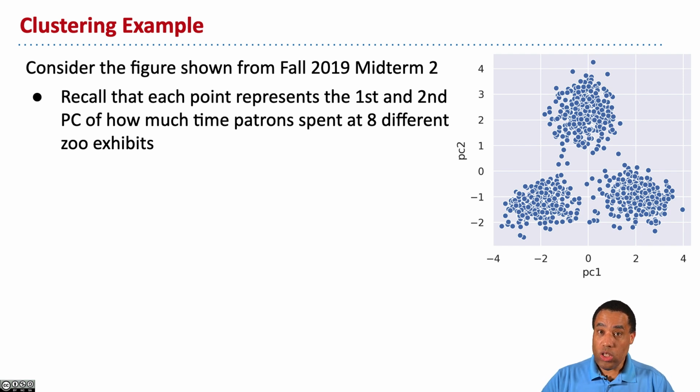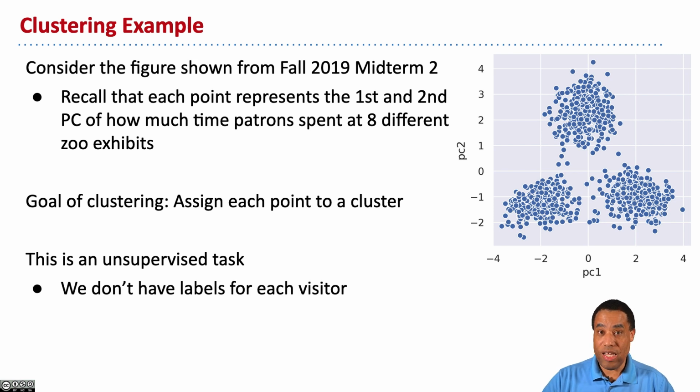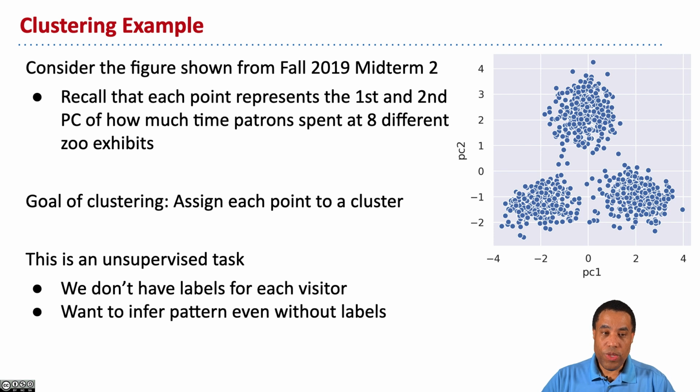And our goal in clustering is for each one of those points on our plot, each one of our patrons, we want to assign them to a cluster. This is an unsupervised task. There is no underlying label for each visitor. We just simply have the data, and we want to learn the label by just looking at that data. All right, so we don't have labels for each visitor, and we have to infer the patterns even though there are no labels. Just looking at the data, we have to see what we can learn.